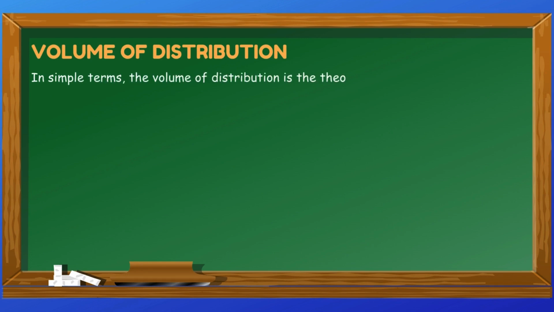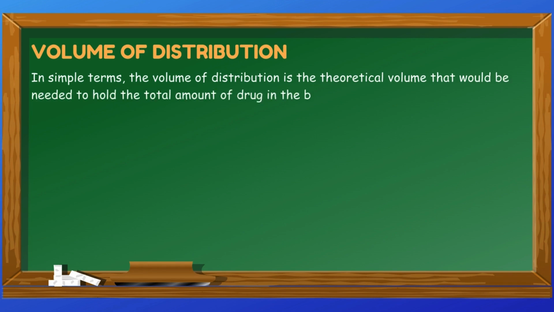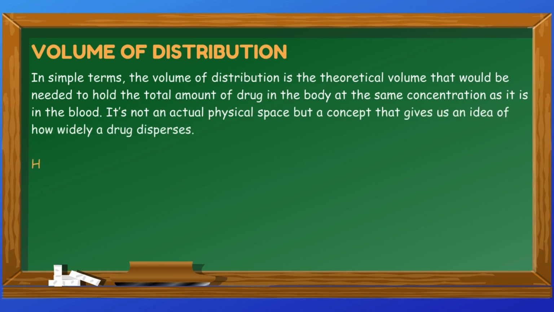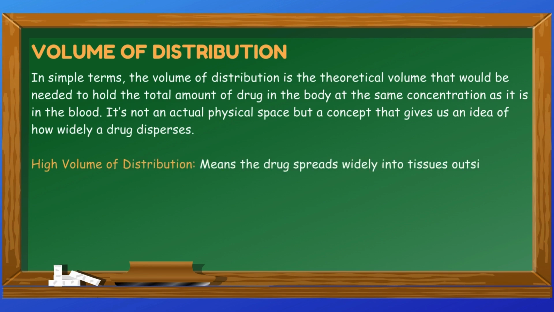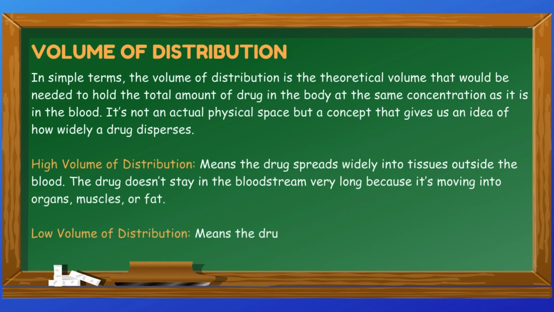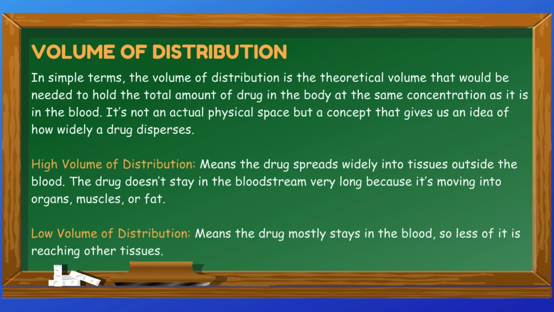In simple terms, the volume of distribution is the theoretical volume that would be needed to hold the total amount of drug in the body at the same concentration as it is in the blood. It's not an actual physical space, but a concept that gives us an idea of how widely a drug disperses. High volume of distribution means the drug spreads widely into tissues outside the blood. The drug doesn't stay in the bloodstream very long because it's moving into organs, muscles, or fat. Low volume of distribution means the drug mostly stays in the blood, so less of it is reaching other tissue.